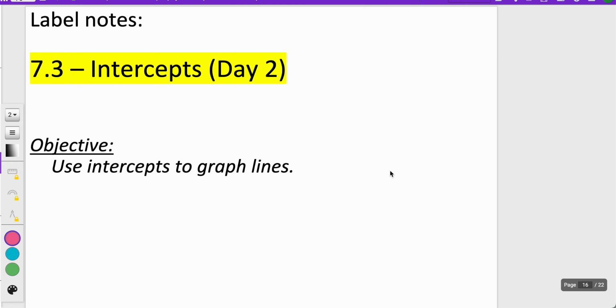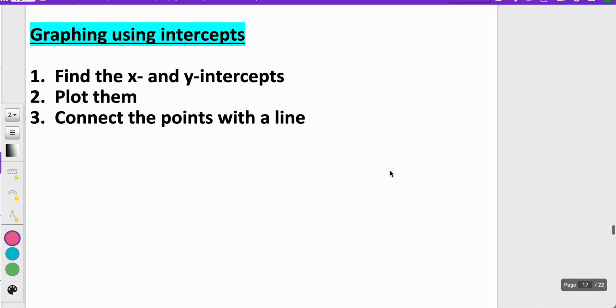Today we're looking at lesson 7.3, which is intercepts, day 2. Now we're going to still find the x and y intercept, but then we're going to graph it on a graph. So let's get started.